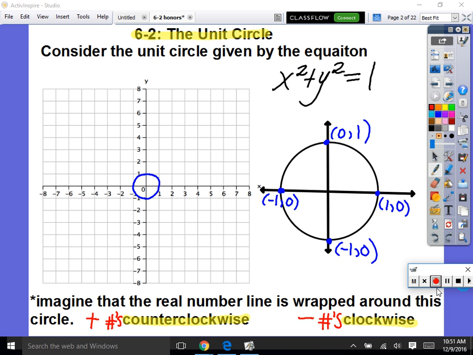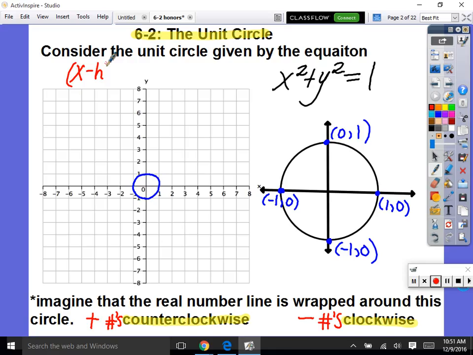Okay, so this is considered 6-2, even though in the book it's not going to be 6-2. In the book we're going to be on page 299. So this is 6-2 and it's going to be the unit circle. So consider the circle given by this equation, x squared plus y squared equals 1. Recall that equations of a circle look like this. Just a reminder, equations of a circle are of this form.